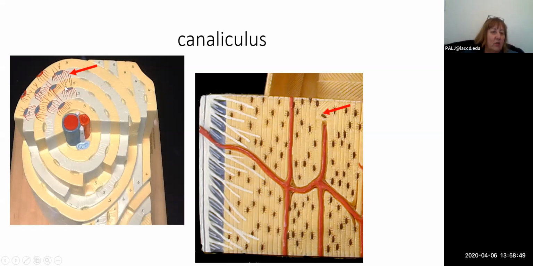So all these little lines here are the same thing as all these tiny little shorter lines, which you can see coming off here. And what these are, are tiny microscopic cracks going through the bones, little microscopic canals, or what's known as a canaliculus. You will learn more about those in lecture as well.